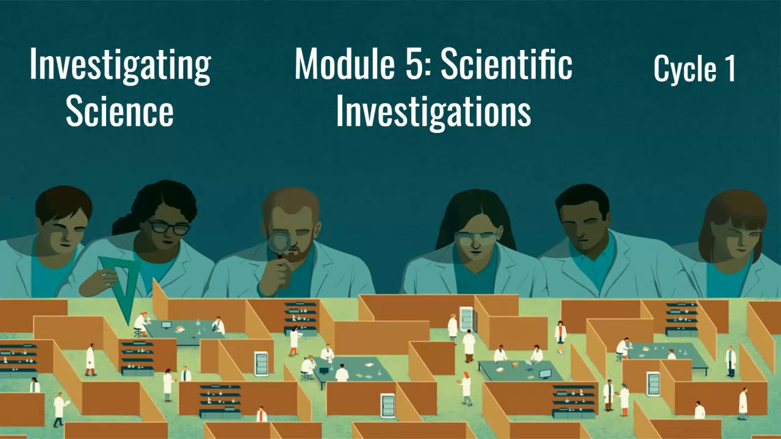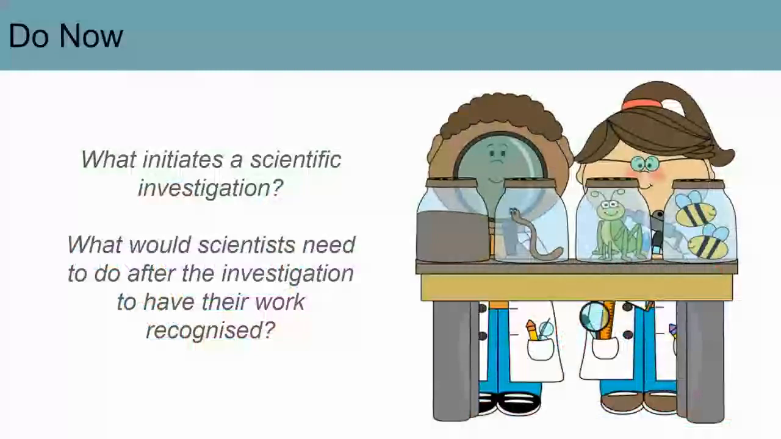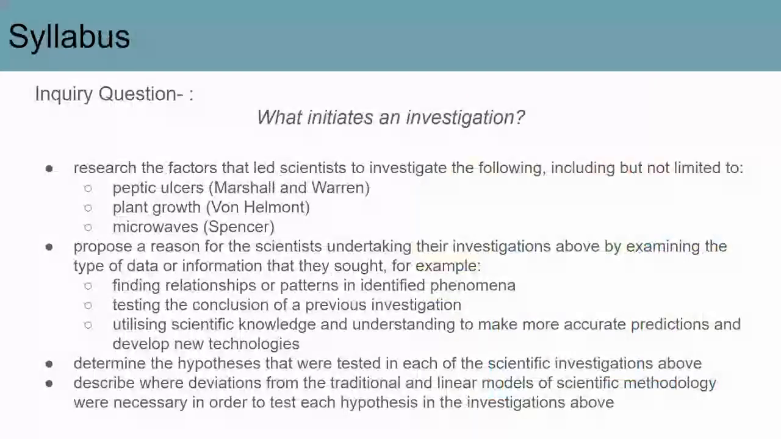Welcome to Cycle 1 of Module 5, Scientific Investigations. So we're going to be looking at what initiates a scientific investigation and therefore what then happens after that process. We're going to be looking specifically at the work of Marshall and Warren and peptic ulcers, van Helmont and plant growth, and Spencer and the microwaves.